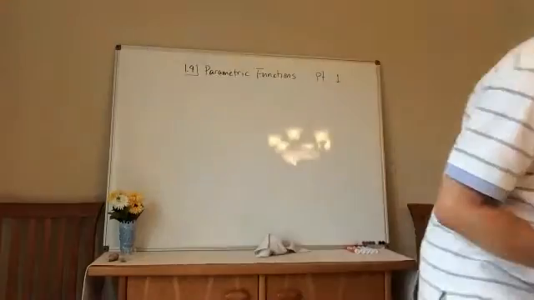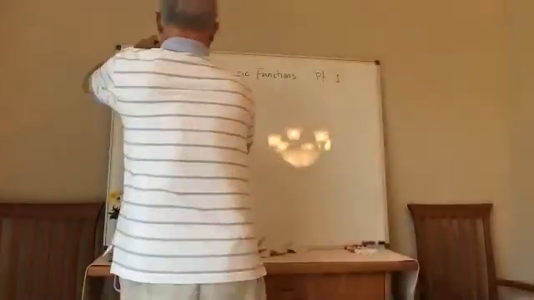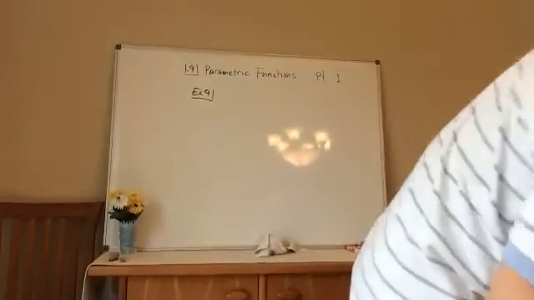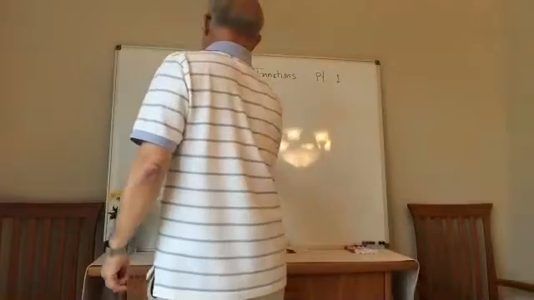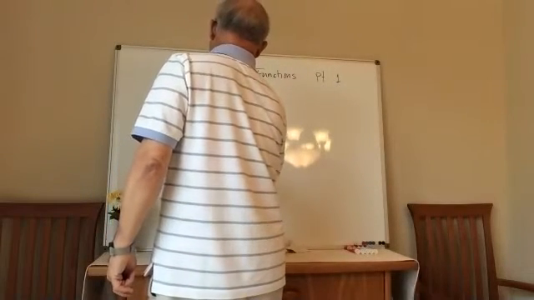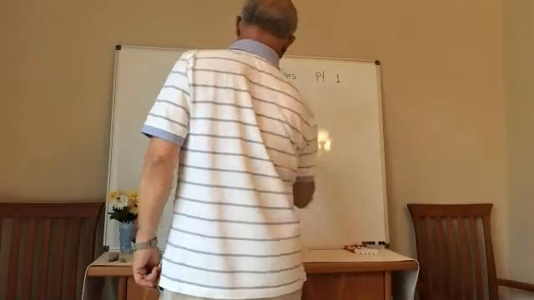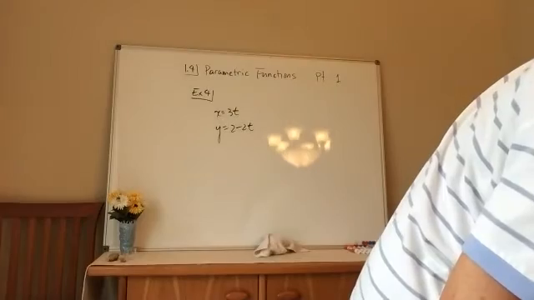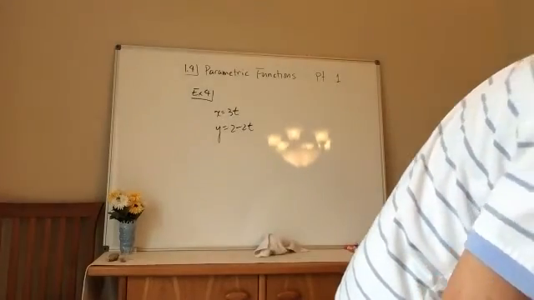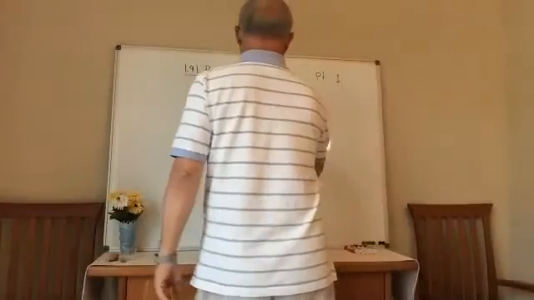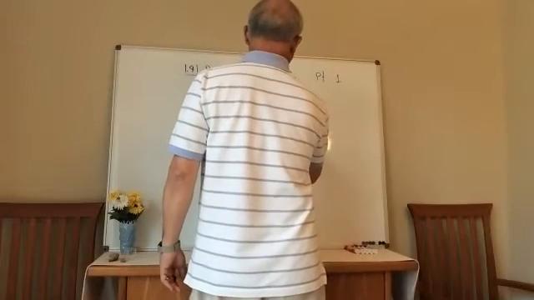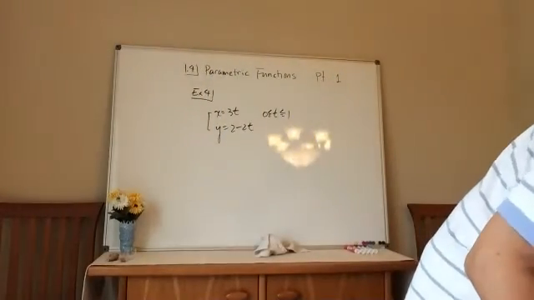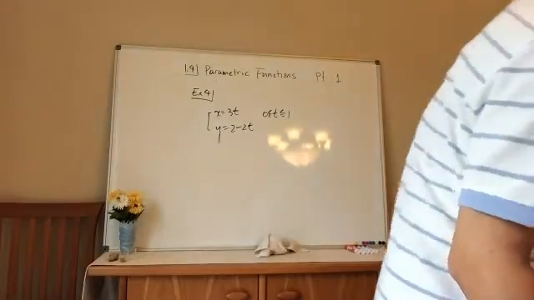So this is example number 4. In example number 4, we have x is equal to 3t, y is equal to 2 minus 2t, and we're going from t is equal to 0 to 1. And we want to find out where it's going. We want to draw and identify the graph, okay?